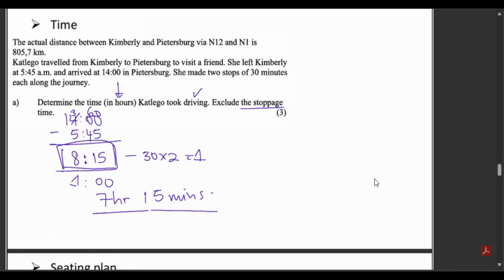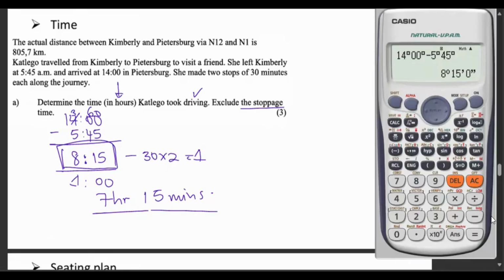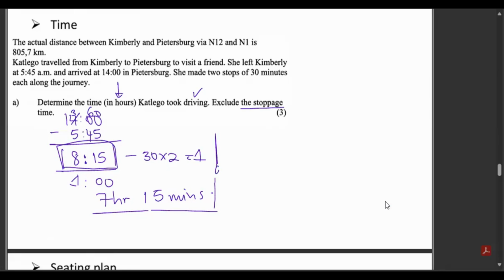Look at that time there. Okay, then minus 1, press the key, 0, press the key. The answer becomes 7 hours, 15 minutes. So this is the time she spent on the road. So in most cases they say, hence calculate the speed. Now speed, we shall need the distance and the time.